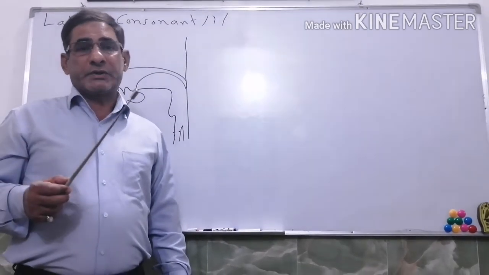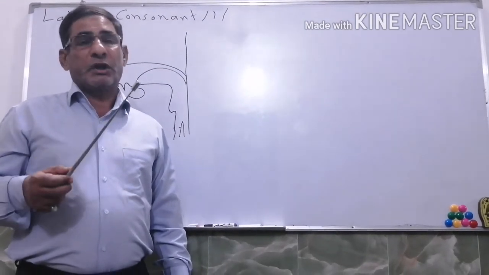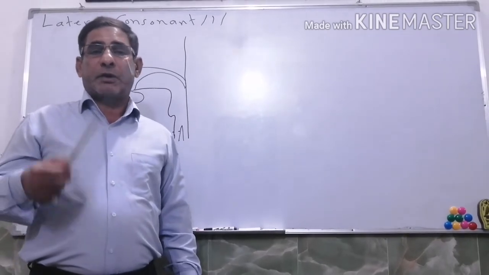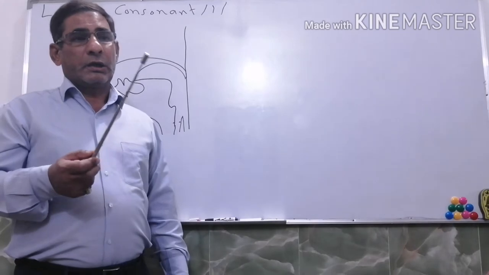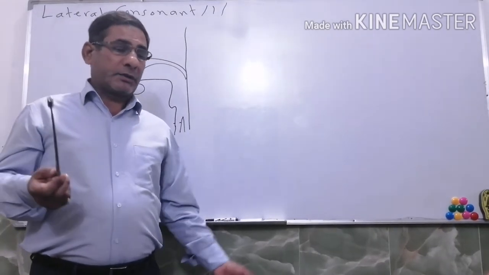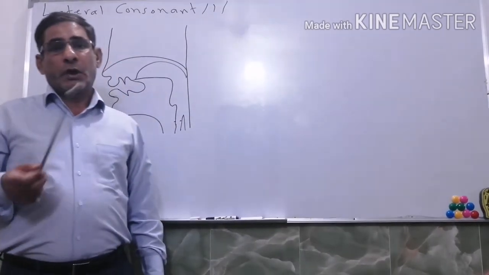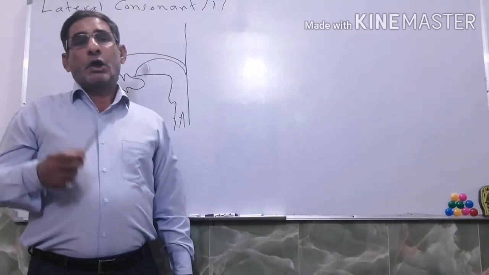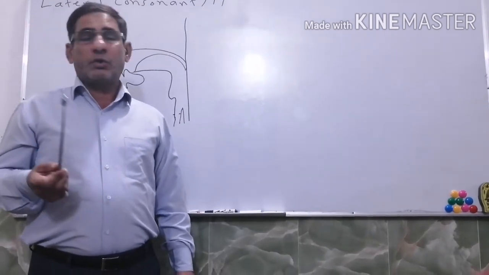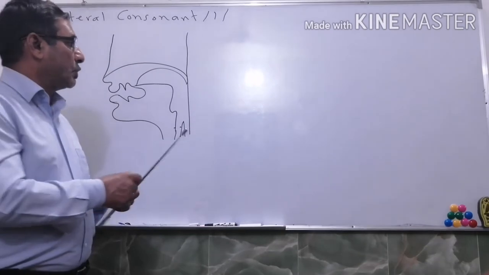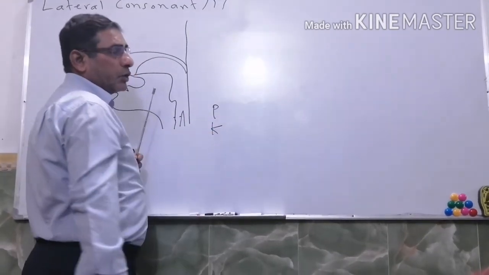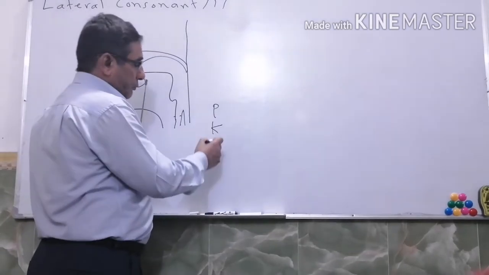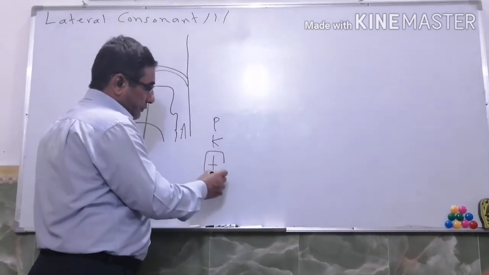The sound is voiced and there is no friction, except when it is immediately after P or K. Now, if we look at this point, why P or K? P and K are voiceless stops. We also have the other one, T. Why not T? Why not T? T is not part of this here.